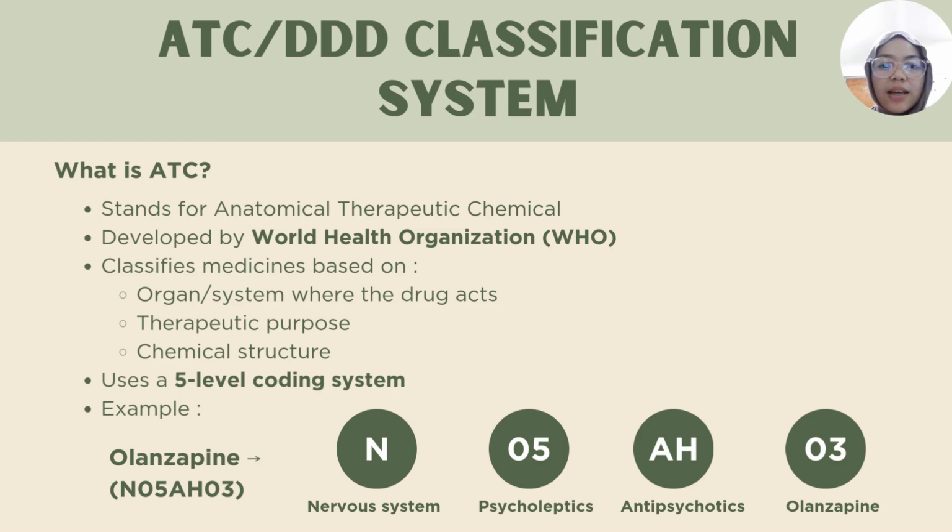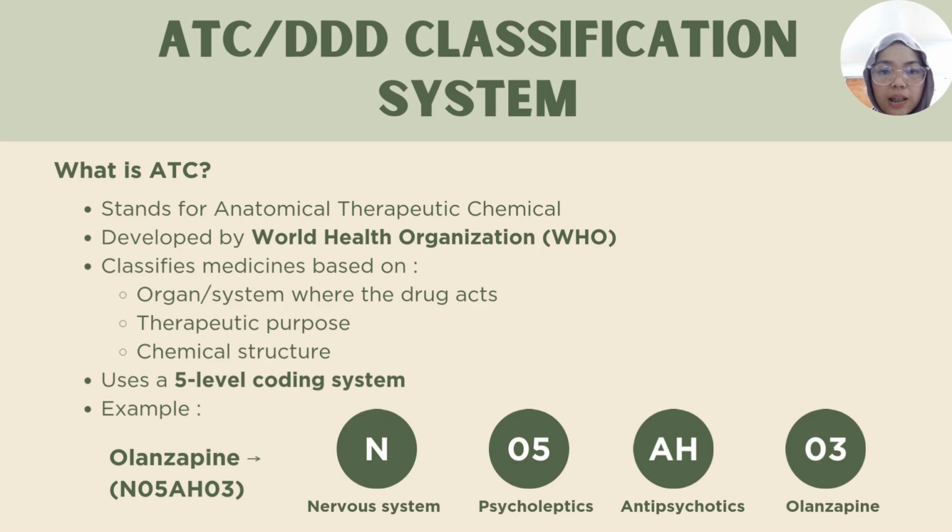Okay, now let's look at the ATC/DDD classification system. The first one is ATC. ATC stands for the Anatomical Therapeutic Chemical Classification, which was developed by the WHO. Basically, this system helps to classify medicines based on the organ that they act on, their therapeutic purpose, and also their chemical structure.